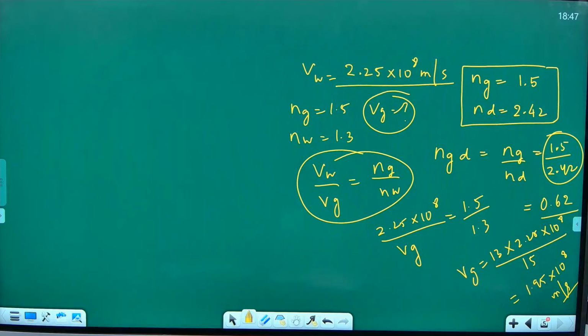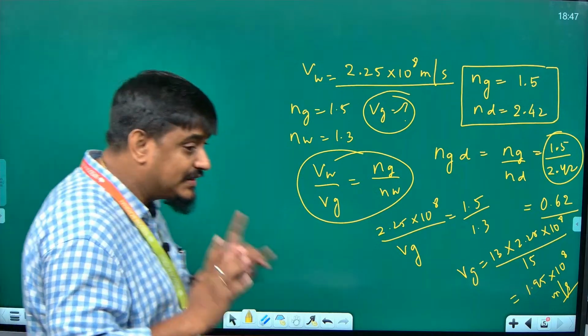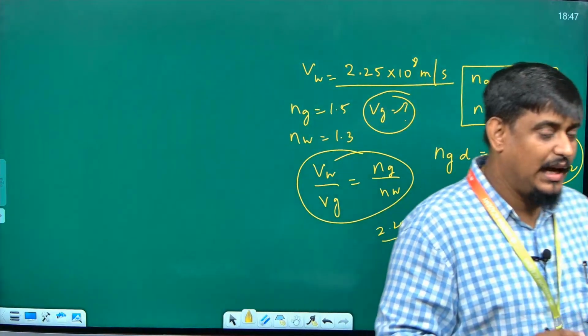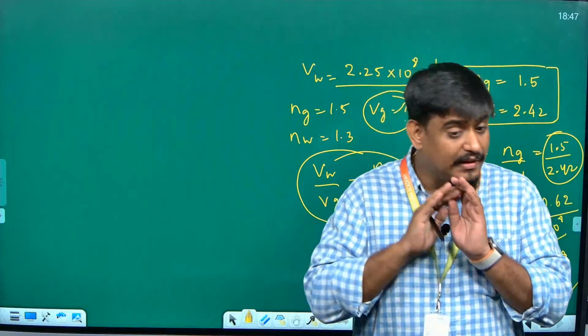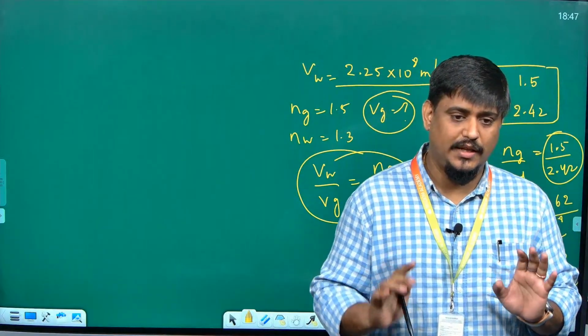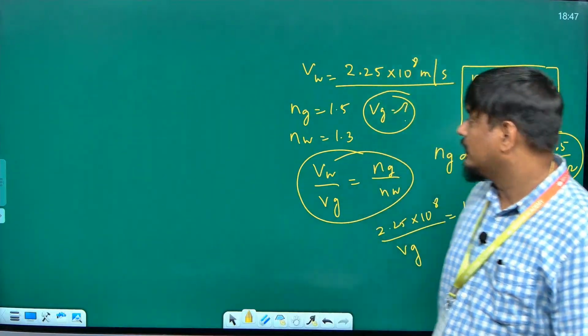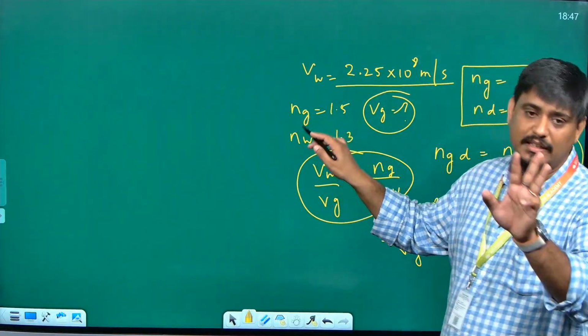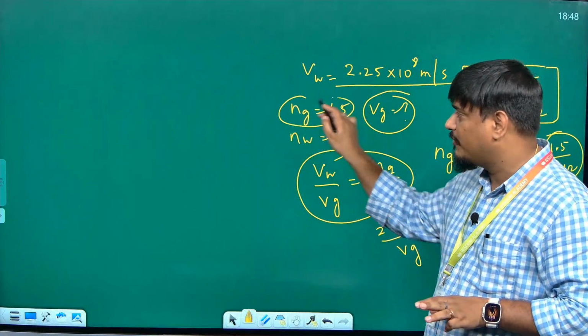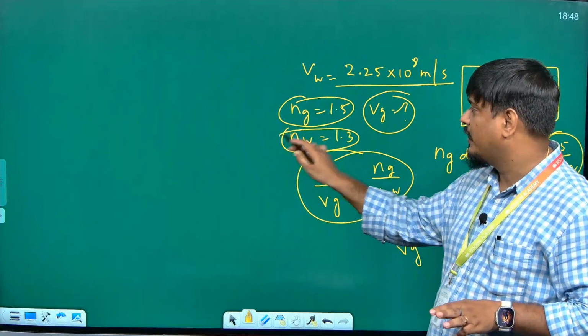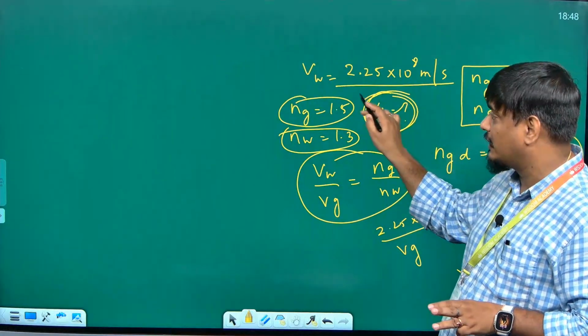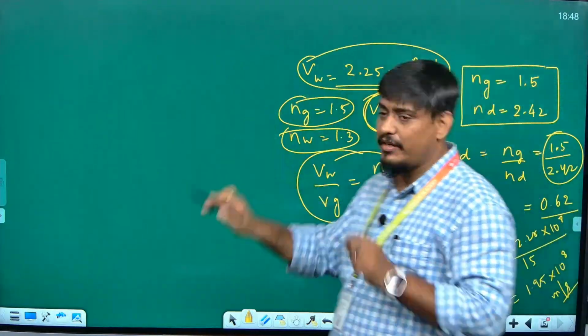I hope you are understanding this. If anybody has trouble, please ask me. I am repeating and insisting you to be clear in this topic. Anybody has any problem in refractive index till now? What, Roshan? In this question they gave three things: refractive index of glass, refractive index of water, and velocity of light in water. They were asking to find the velocity of light in glass.